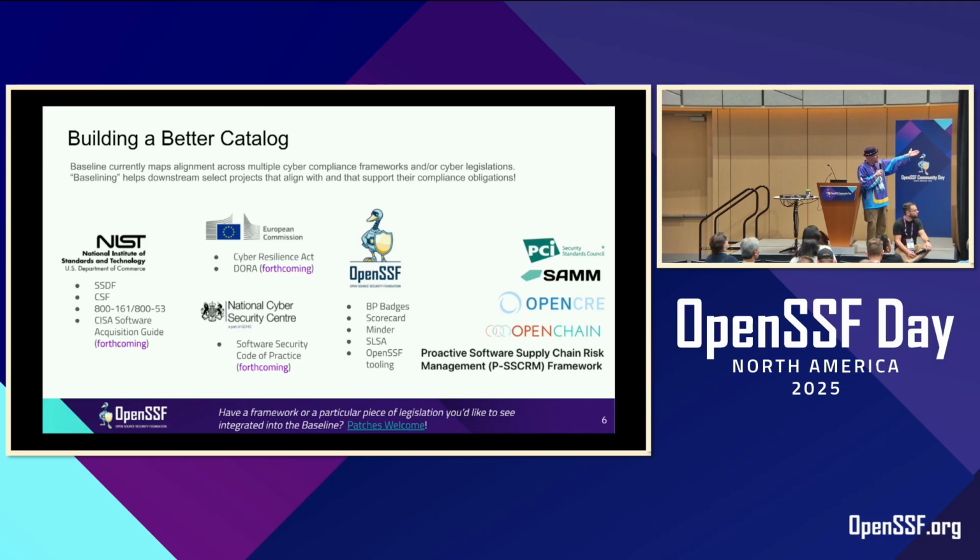But we've mapped through things like NIST Secure Software Development Lifecycle, 800-161. I'll be doing the software acquisition guide, if that's still around next week. But we've done the CRA. I'll be doing DORA, which our friends in FINOS should be happy about. That's a European banking regulation. I'm looking at things in the UK. I've lined it up with all the OpenSSF projects.